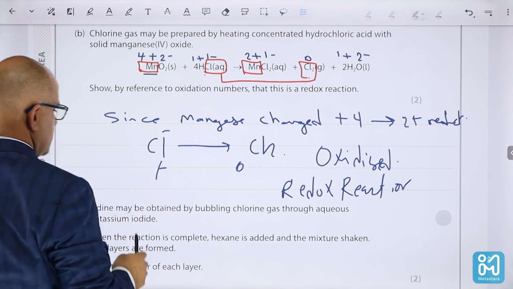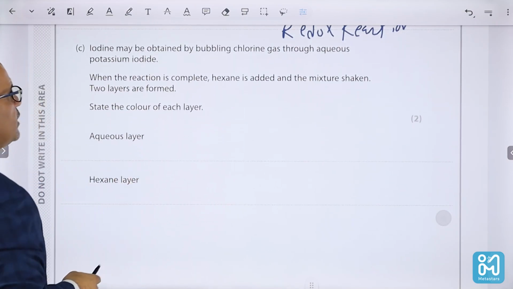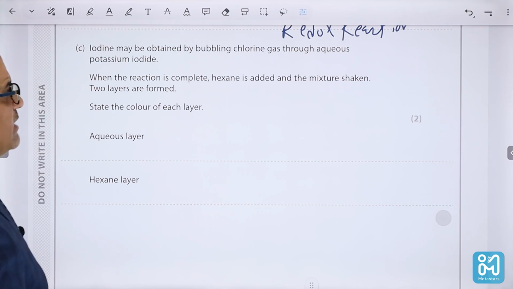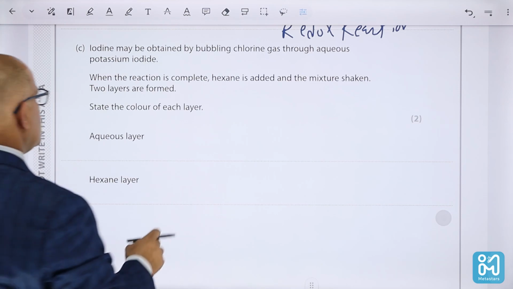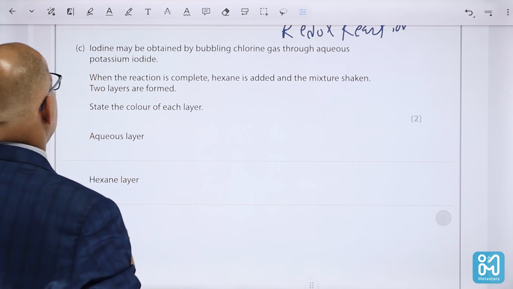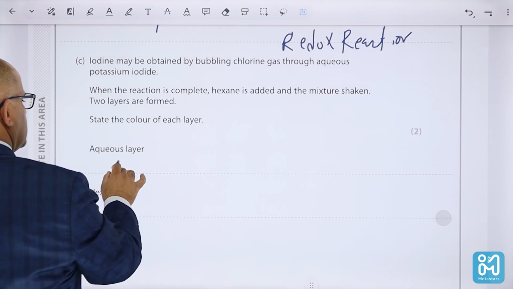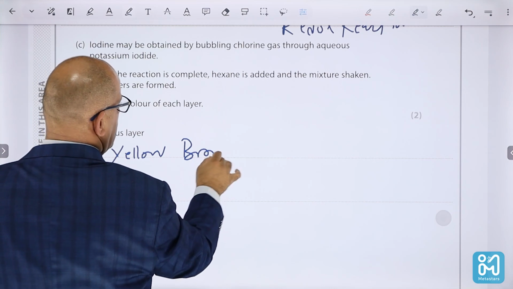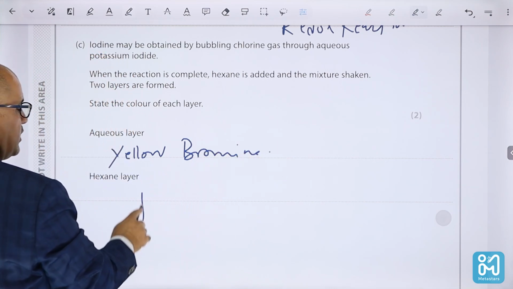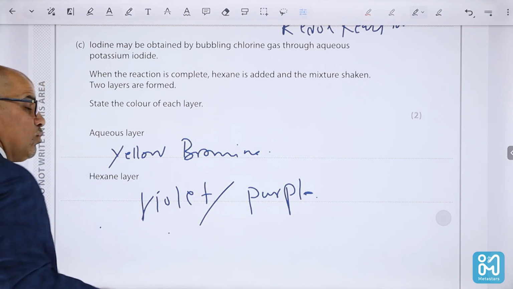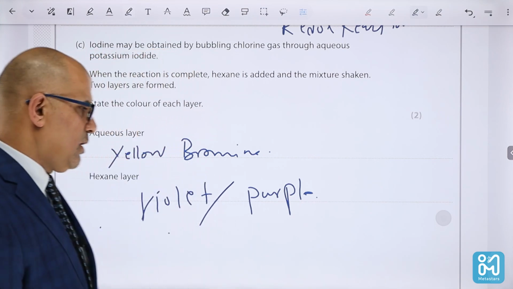Now, the next one: iodine may be obtained by bubbling chlorine gas through aqueous potassium iodide. When the reaction is completed, hexane is added and the mixture shaken. Two layers are formed. Say the color of each layer. For the aqueous layer, the iodine will be yellow brown, that's the color of the iodine solution. The hexane layer will be violet or purple, since the iodine is more soluble in it, and it will give the color of its vapor in the solution.